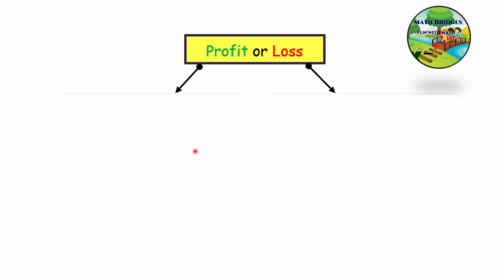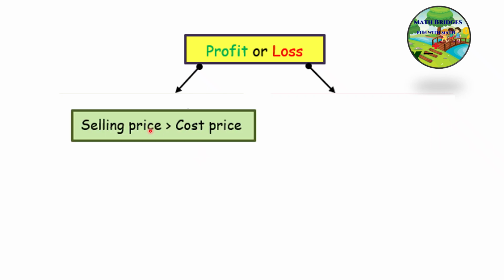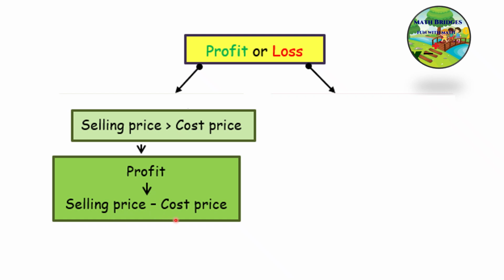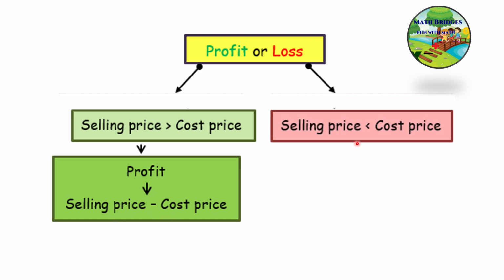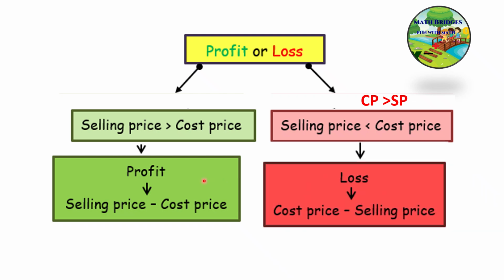Let's review what we have seen in the examples. Profit or loss, the formulas. When selling price is more than the cost price, it is profit. That means SP minus CP. When the selling price is less than cost price, or you can say cost price is more than SP, in some textbooks they will represent it like this. This also you can consider correct. So it is loss, which is CP minus SP, cost price minus selling price. You have to remember these formulas to solve the problems on profit and loss.